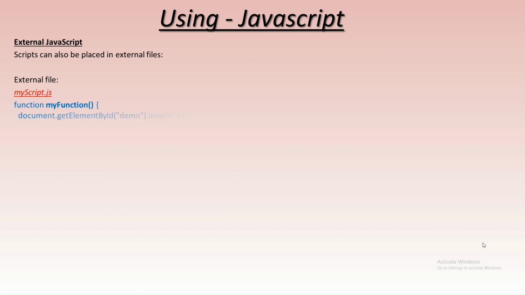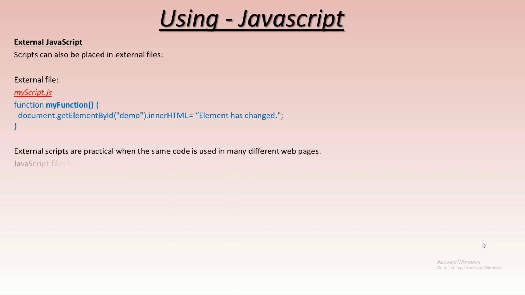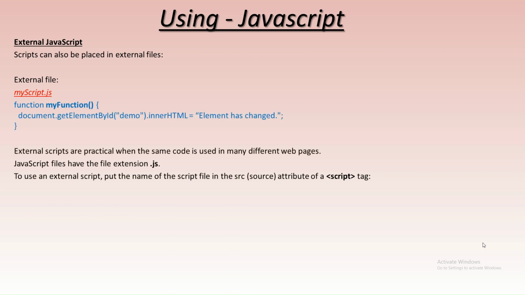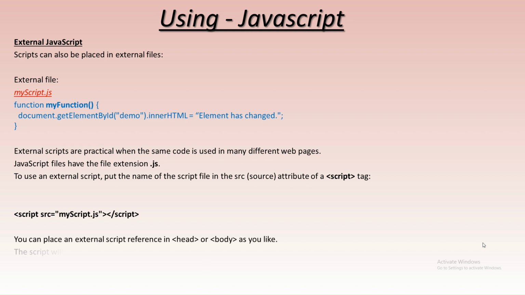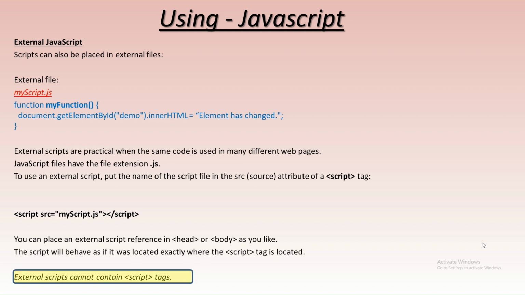Now, external JavaScript. Scripts can also be placed in external files, like an external file with myscript.js and a function. We have a function within the external file that is trying to do the same thing. External scripts are practical when the same code is used in many different web pages. JavaScript files have the file extension .js.